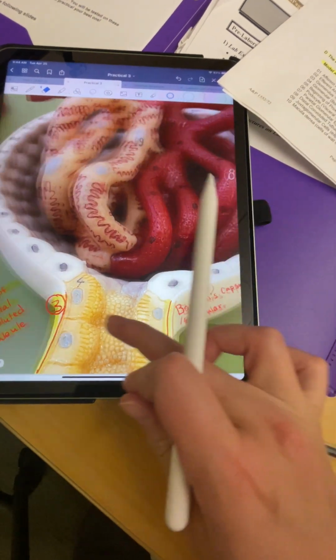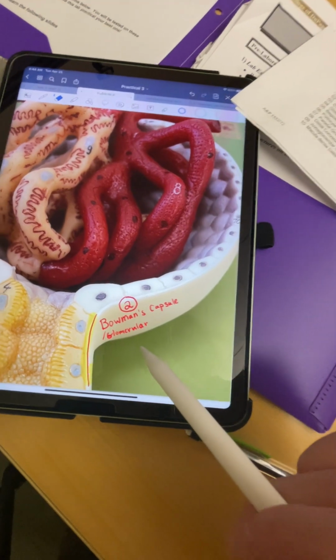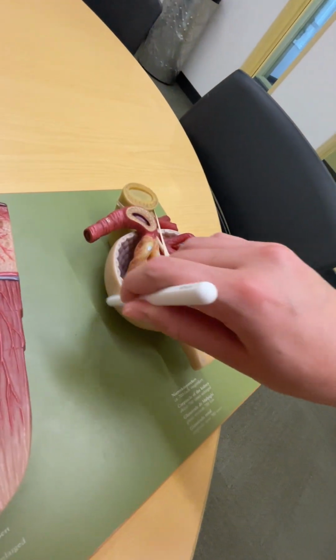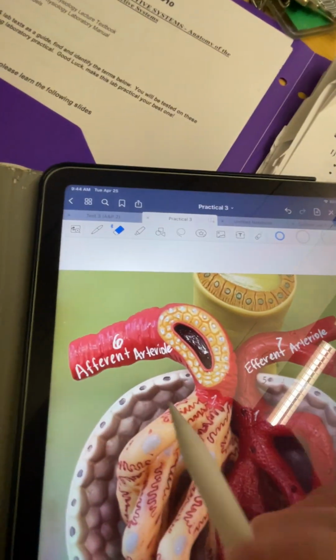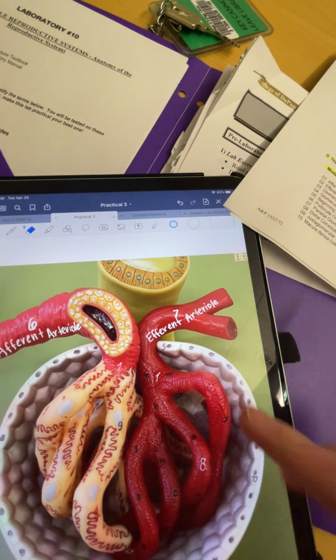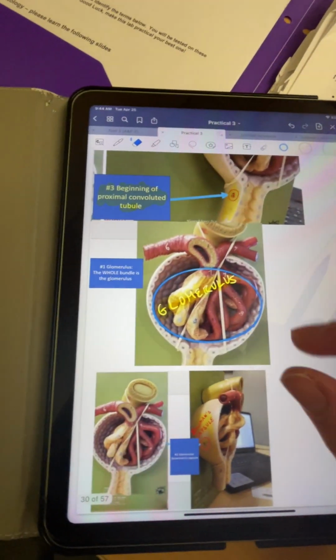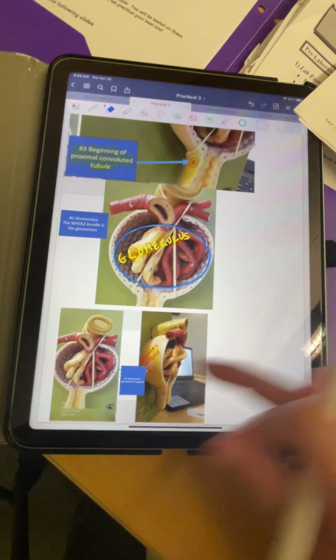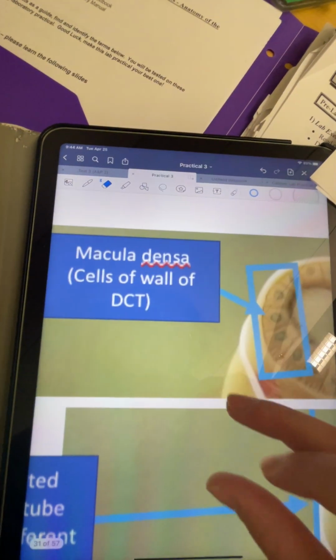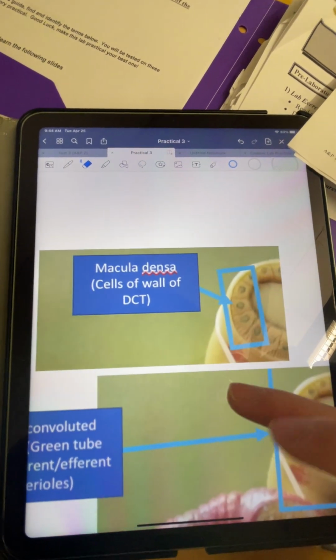The Bowman's capsule, or the glomerular capsule, is this right here. And that's labeled number 2 in our actual model. And then you can see here the afferent arteriole, number 6, efferent 7. The beginning, yeah, I told you that. The macula densa cells of the distal convoluted tubule. So that's this green thing.